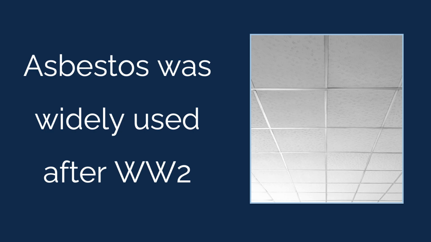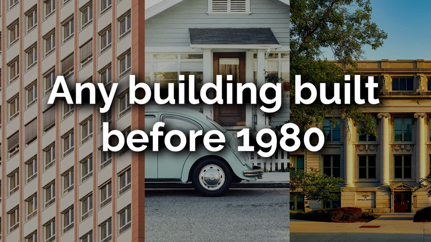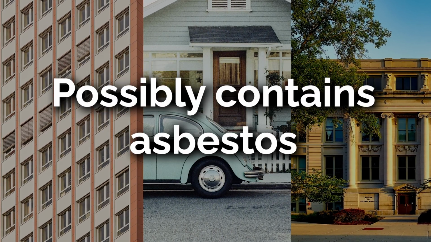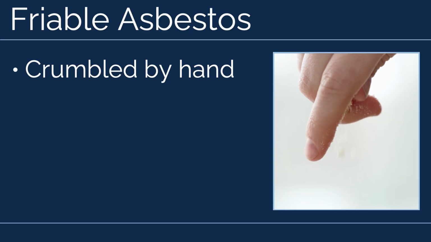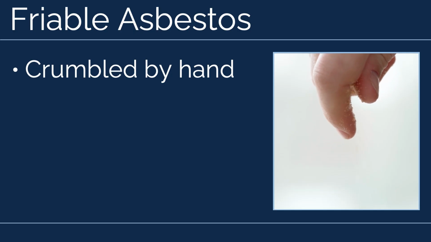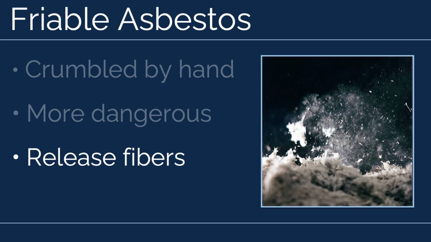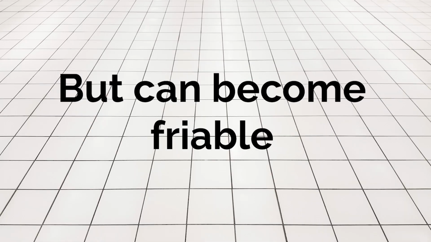Asbestos was widely used in thousands of products after World War II, up until 1980. Any building built before 1980, whether commercial, residential, or public, possibly contains asbestos. Asbestos materials fall into two categories, friable and non-friable. Friable asbestos can be crushed or crumbled by hand. These products are more dangerous as they can release fibers readily when disturbed. Non-friable asbestos is more stable, but can become friable when damaged.